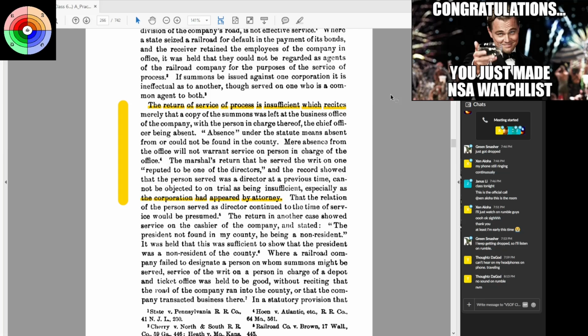To continue, the marshal's return that he served the writ on one reputed to be one of the directors, and the record showed that the person served was a director at a previous time, cannot be objected to on trial as being insufficient, especially as the corporation had appeared by attorney. So that gets into what we spoke about a few classes ago, when you can waive your rights. I should put it this way: you can waive your right to argument that there was some violation of due process by simply appearance. So that's kind of what this is getting at as well. If you make a general appearance or you appear by attorney, anything that might have been a due process problem or irregularity or just outright mess up, you waive by doing a general appearance.